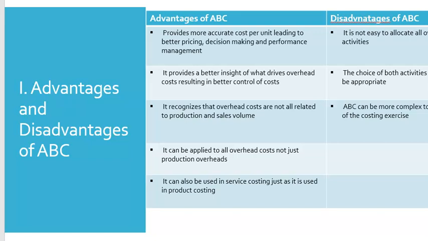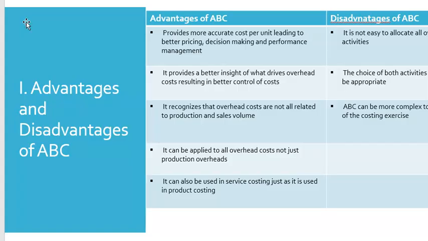It can be applied to all overhead costs, not just production overheads. So apart from production overheads, it can apply to marketing overheads, sales overheads. And also, it can be used in service costing, just as in product costing. You can apply it in both products as well as services. Challenges of activity-based costing. It is not easy to allocate overhead costs to specific activities. Step number one, where you allocate an overhead to activities, might be a challenge. The choice of both activities and cost drivers might not be appropriate.